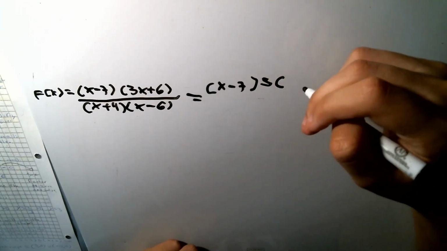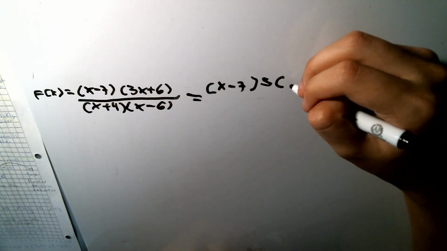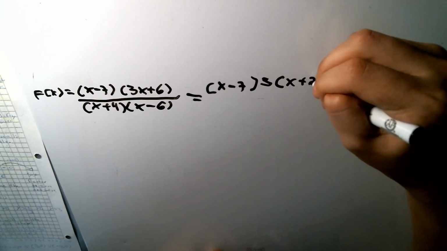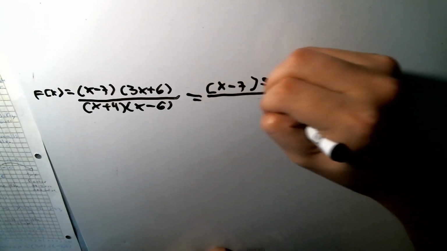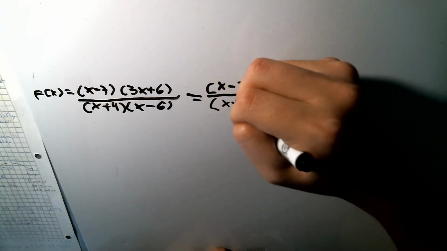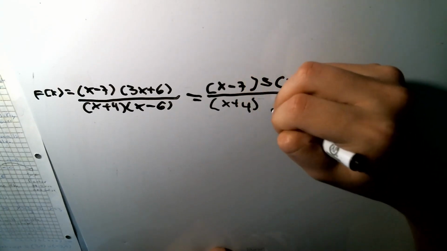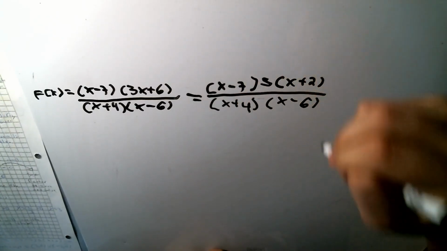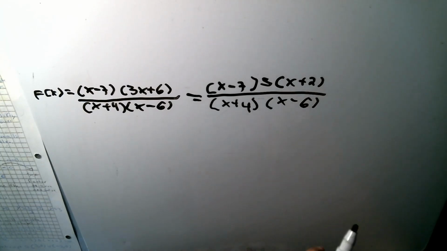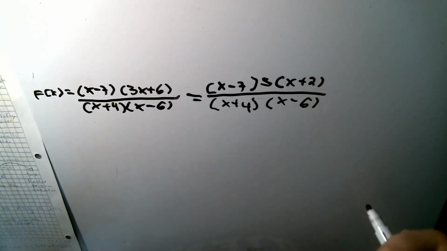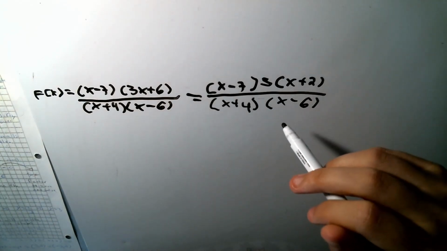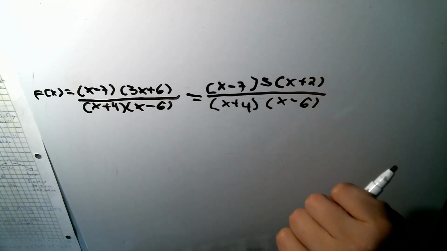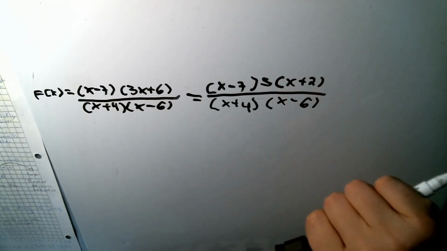Here is a binomial. It's the only thing that can be changed. x minus 7 multiplied by 3 multiplied by x plus 2, over x plus 4 multiplied by x minus 6. And now that we have done that, nothing can cancel out. There's nothing here that will cancel out anything below, so there is no hole.